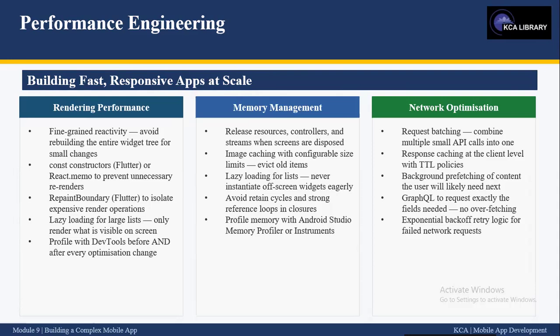Network optimization: request batching, response caching at the client level with TTL, and background preparation of content the user will likely need next. Use GraphQL to request exactly the fields needed. Use exponential backoff retry logic for failed network requests.